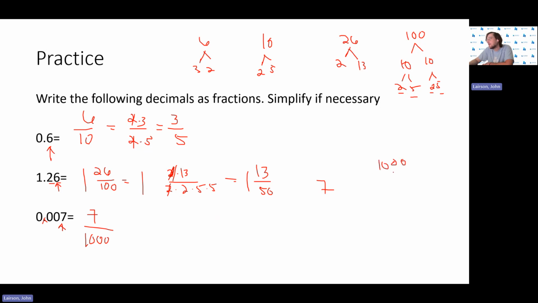1,000 takes a little bit longer, so I'll go ahead and do it. 10 and 100. We saw 10 is 2 and 5, and 100 is 10 and 10, 2 and 5, 2 and 5. If we think about this, the prime factorization of the numerator is 7. If anything cancels with this 7 in the 1,000, there needs to be a 7 in the factor tree. We can see there's no 7. So it is reduced all the way. It can't be simplified any further.